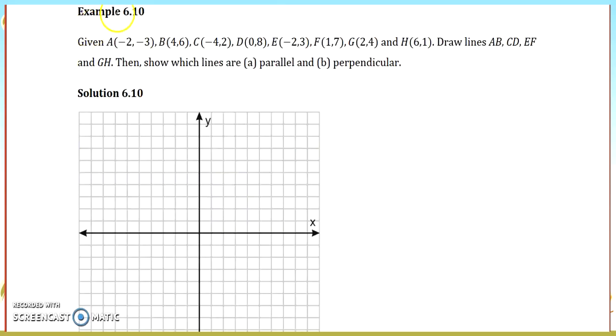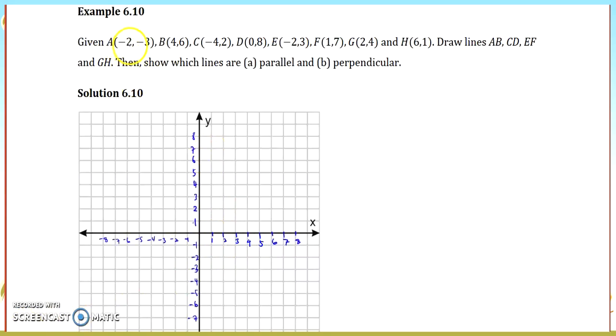Let's discuss example 6.10. Given points A, B, C, D, E, F, G, and H with their coordinates, draw lines AB, CD, EF, and GH. So first we settle this one. Before we draw the lines, let's plot the points. Before we plot the points, we need to write the scale.